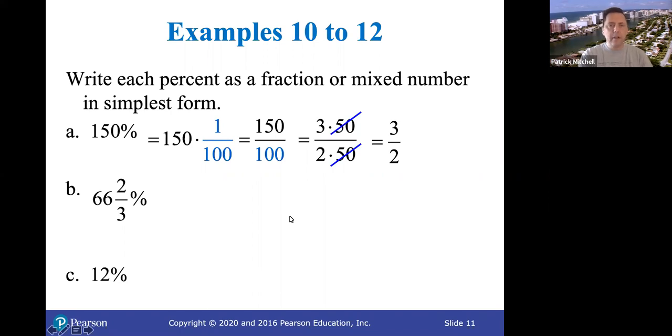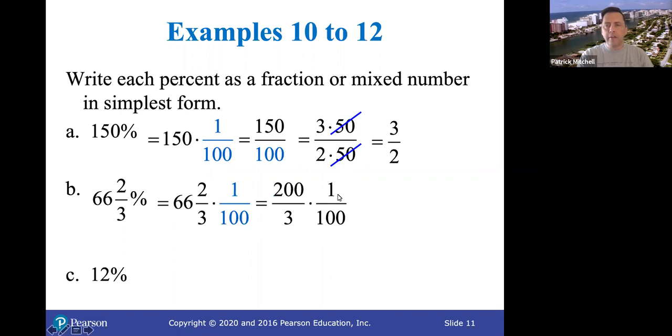Okay, now letter B here is a little different. Starts off the same way, replace the percent sign with 1/100th. Now remember to multiply a mixed number by a fraction, you have to rewrite the mixed number as an improper fraction. So we're going to go 66 times 3 is 198. 198 plus 2 is 200. So that becomes 200 over 3 times 1 over 100.